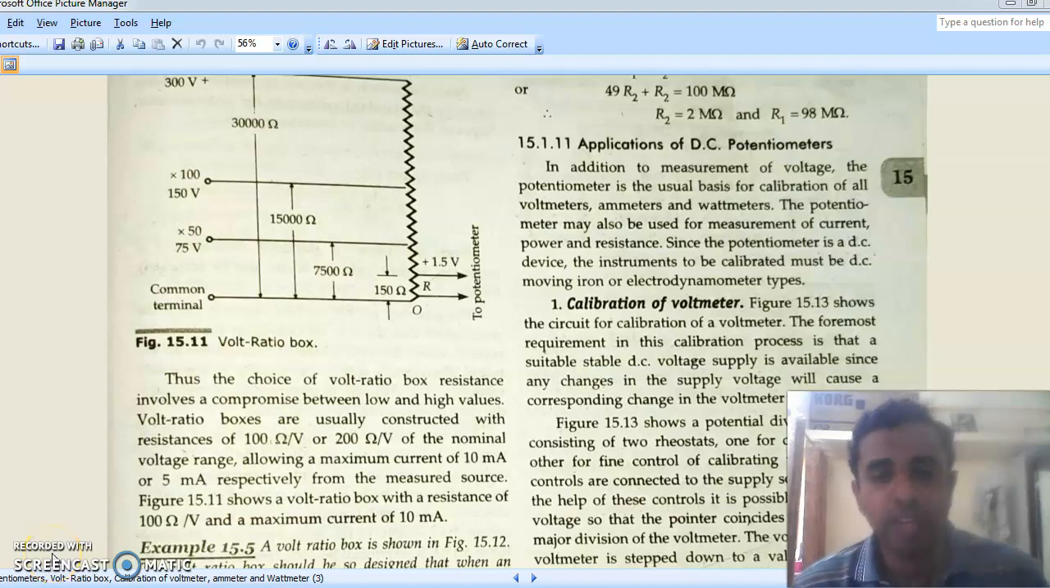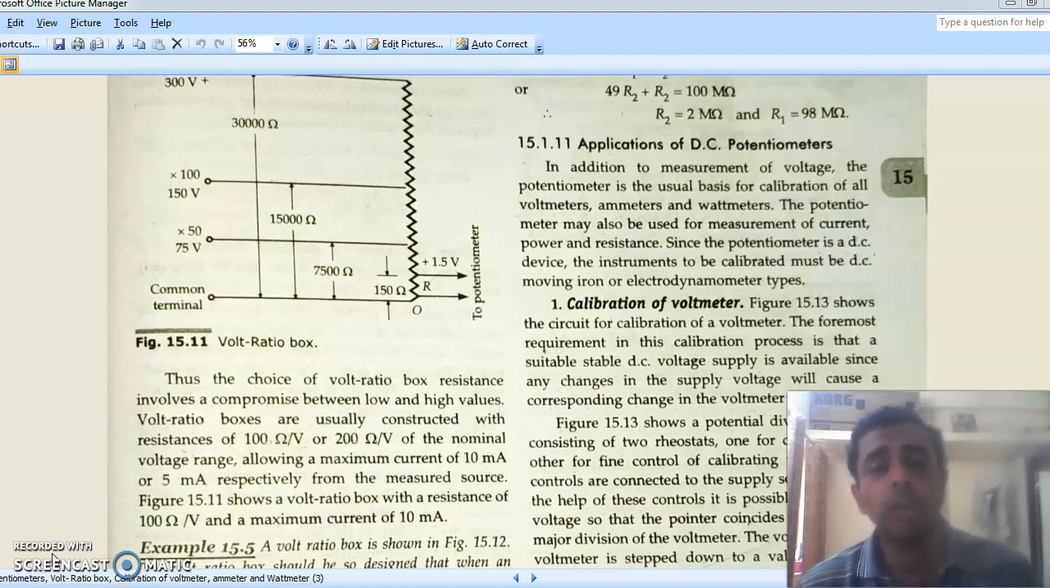So welcome back to the fourth lecture of module 5. In the last lecture, that is the third lecture, we have seen a laboratory type DC potentiometer. What if the potentiometer has to measure a voltage greater than 1.5 volt? Then how do we measure such a voltage using a potentiometer?